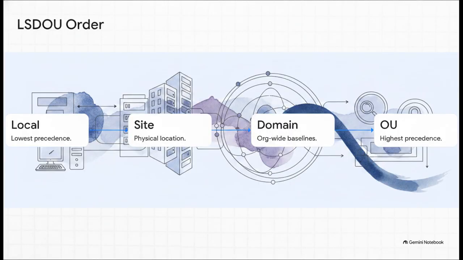When those policies apply, they follow a very strict sequence: local, site, domain, and finally OU. You'll hear this called LSDOU. Because policies process in this exact order, the last applied setting always wins. That means if you have a granular policy linked directly to a specific organizational unit, it's going to override a broader generic policy applied way up at the domain level.